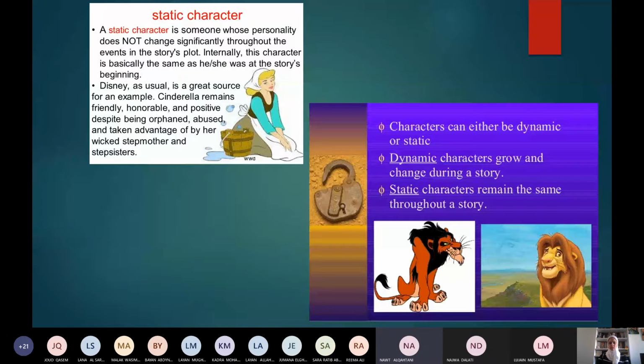Characters can either be dynamic or static. Dynamic characters grow and change during the story. Static characters remain the same throughout the story. In Lion King, who was a dynamic character and who was a static character?